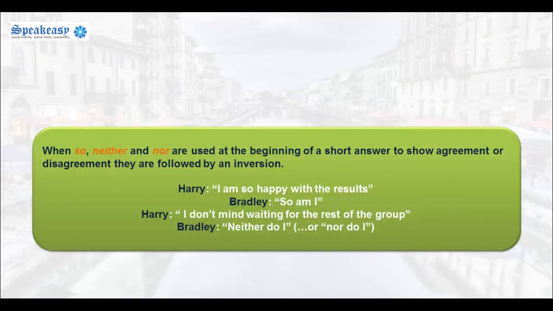When so, neither, and nor are used at the beginning of a short answer to show agreement or disagreement, they are followed by an inversion. Take the following conversation. I'm so happy with the results. So am I. I don't mind waiting for the rest of the group. Neither do I. Or nor do I.